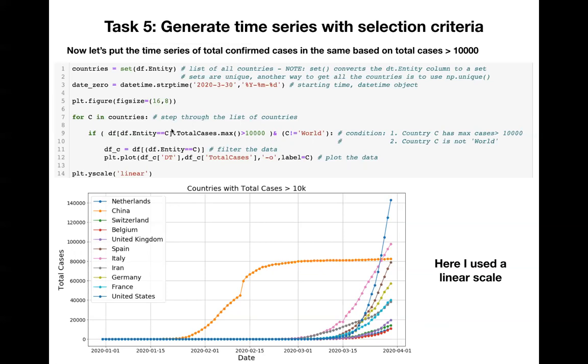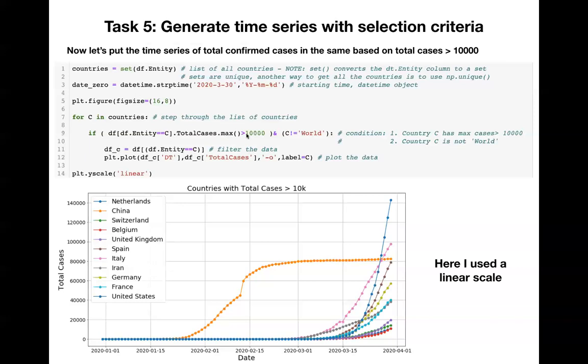So first of all, this is the selection of the country: df.entity equals C. C is going to be each country in all the countries. Say C is China here. So now I'm getting the df rows that have China in it. And then total cases, that's the total cases of China. And max is basically the maximum number in those total cases, which is the most recent number.